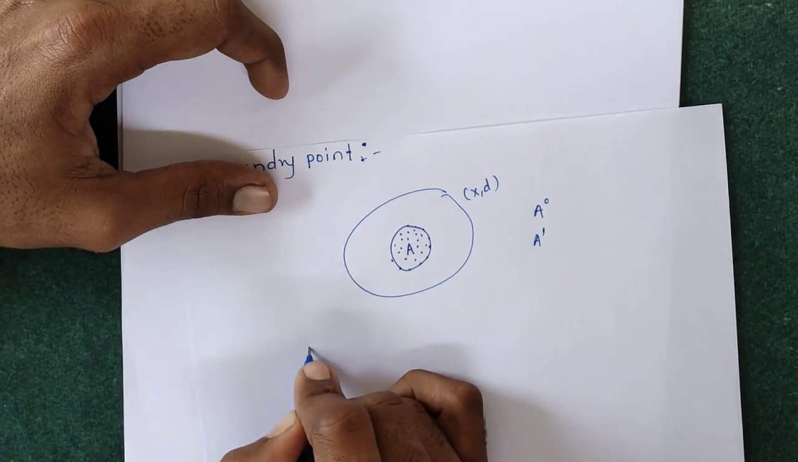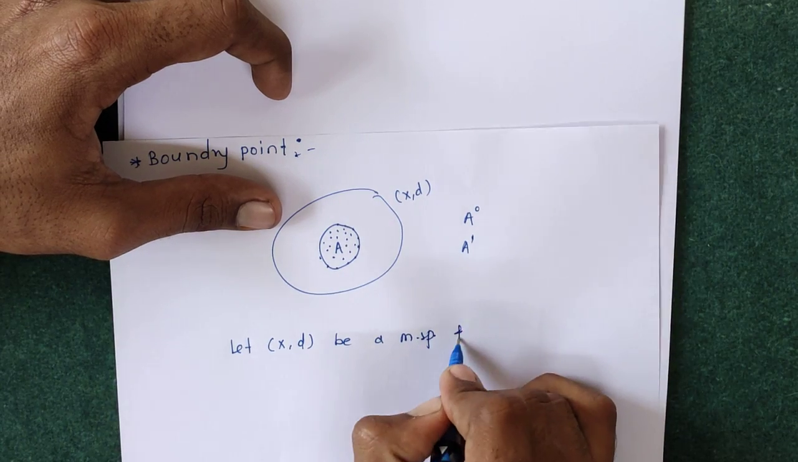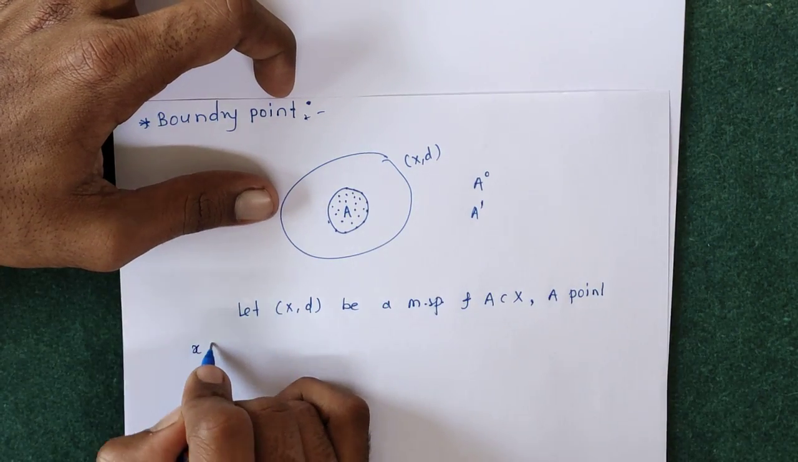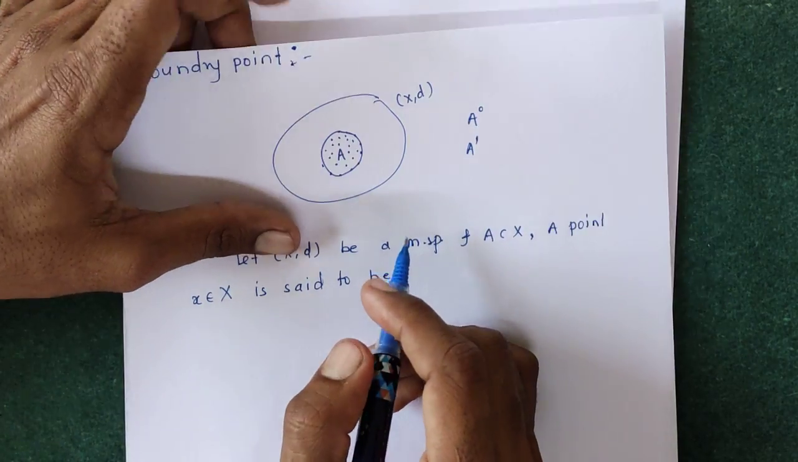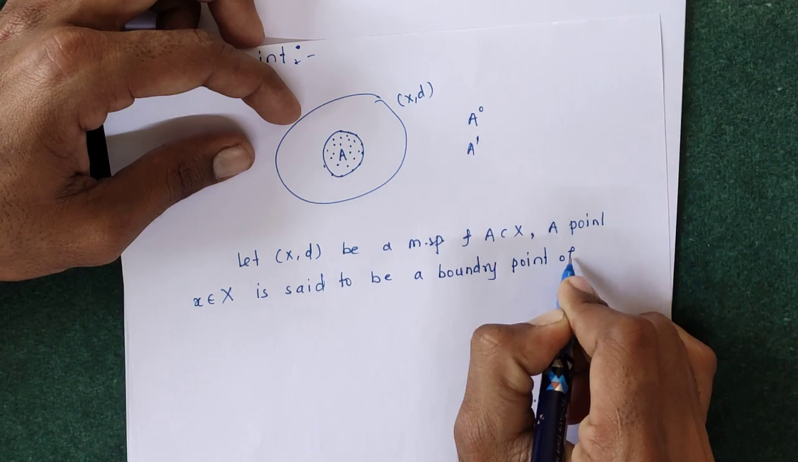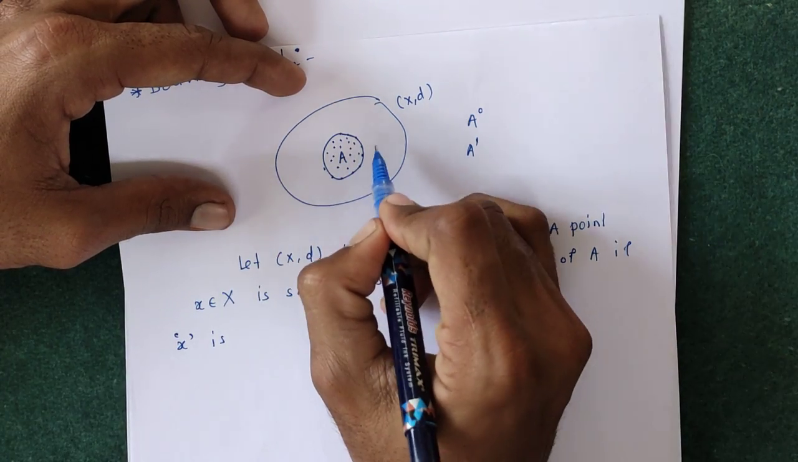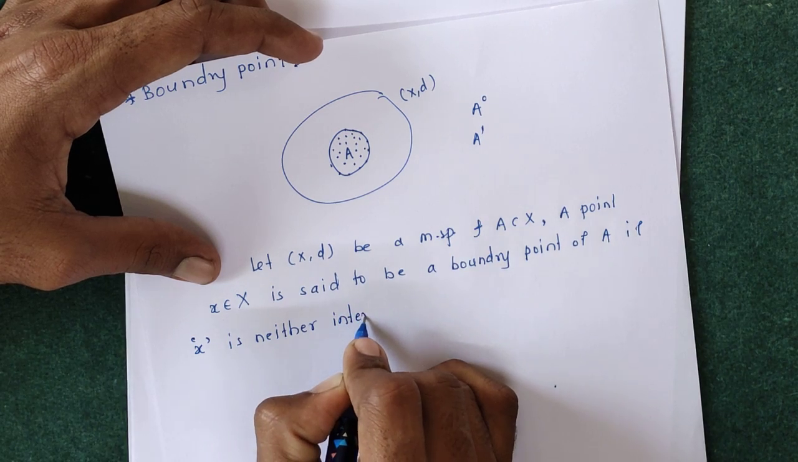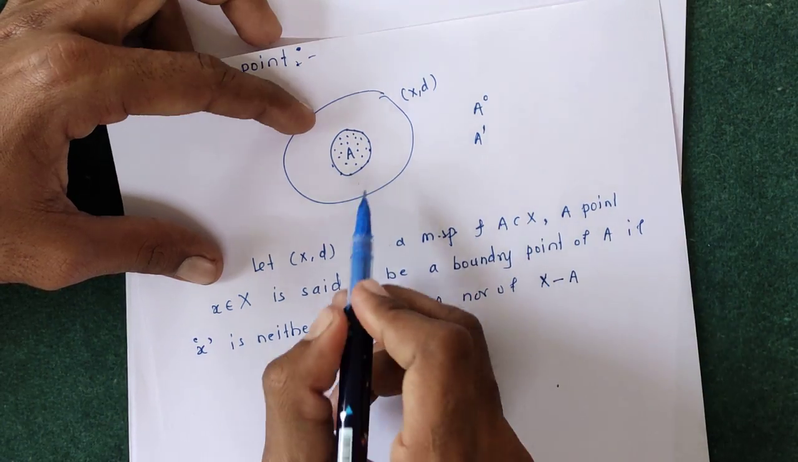So the definition of boundary points is: let (X, d) be a metric space and A is a subset of X. A point x belonging to X is said to be a boundary point of A if that x is neither an interior point of A nor an interior point of X minus A.